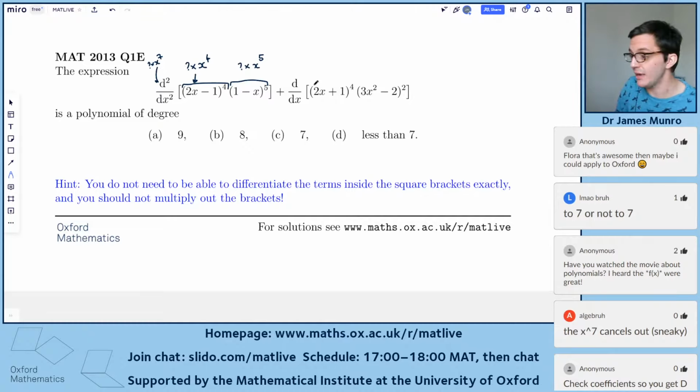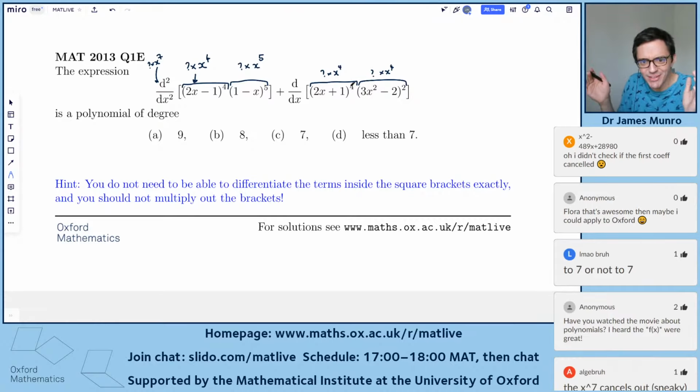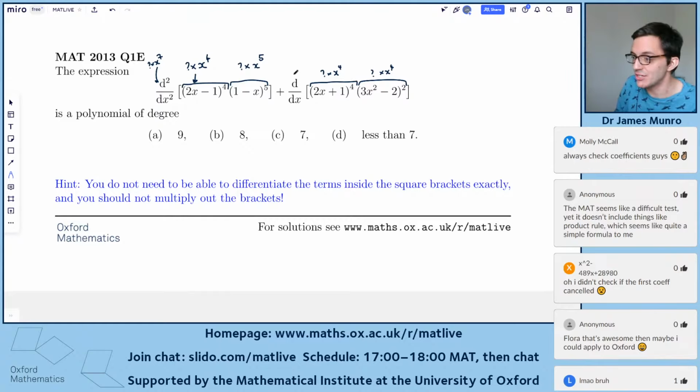Similarly, over here, when I look at this term, this thing looks like something times x to the 4. This term looks like something times x to the 4. So when I multiply them together, I'll get something that's like x to the power of 8, plus a whole bunch of other terms. Loads of stuff going on in here. And when I differentiate it, I'll get something times x to the 7. It looks like a polynomial of degree 7. So I can see why lots of people chose 7.